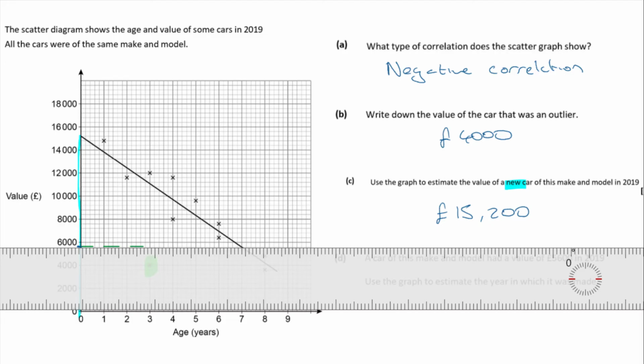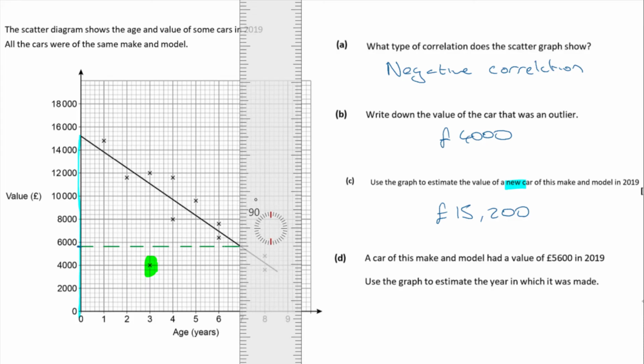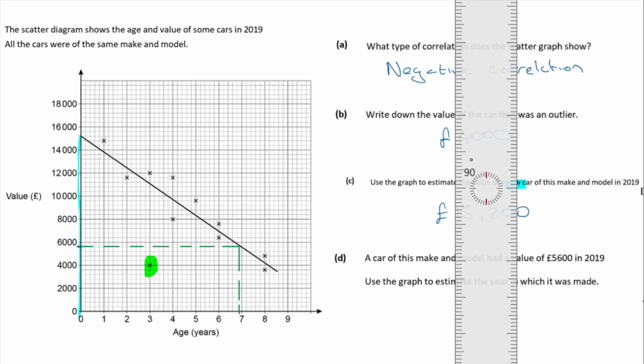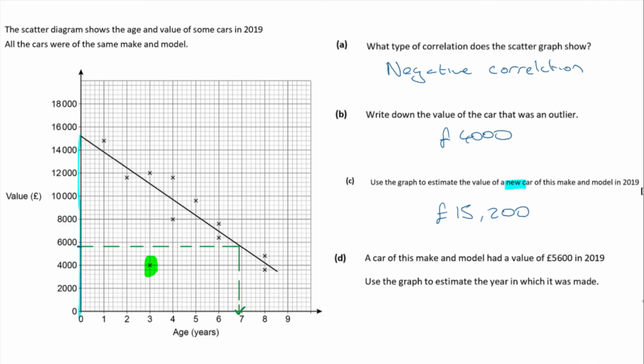So just zip along to the line, spin round, go down. So we estimate that it's just under 7 years old. Okay, so I'd use my graph to estimate that it's 7 years old. Slightly lower than 7, but it's an estimate, so I'm just going to round it off to the nearest year. But the question does ask in which year was it made and not how old it is.